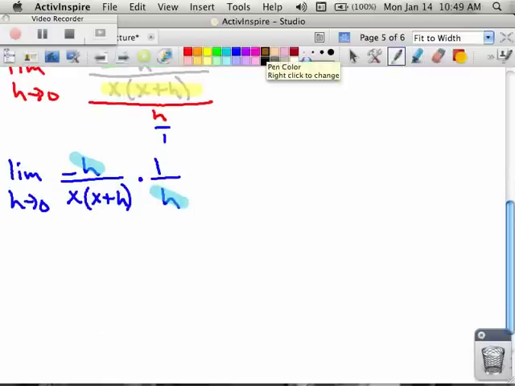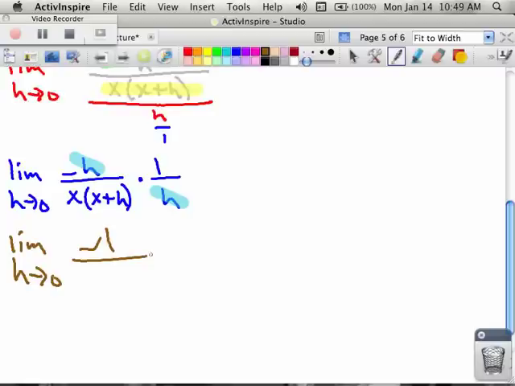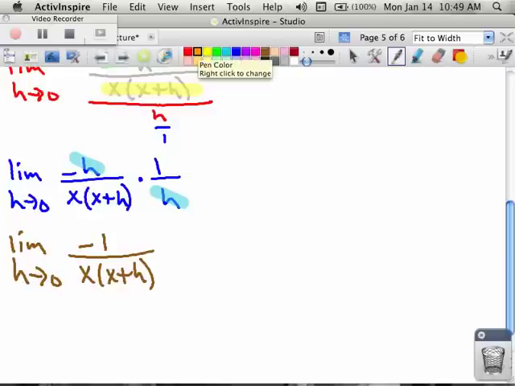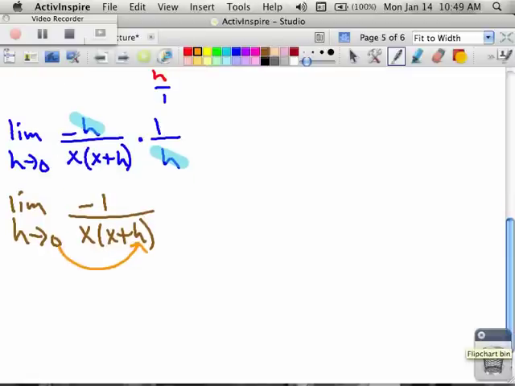Which means that I currently have the limit as h is turning into 0 of negative 1 over x times x plus h. Now you would think since there's an h on the bottom that you couldn't plug in the 0, but the truth is you can, because you're not multiplying by 0, you're just adding 0. So this 0 goes in for the h, and your general answer is that your derivative, y prime, or your slope, or whatever they ask you for, is going to be negative 1 over x squared.